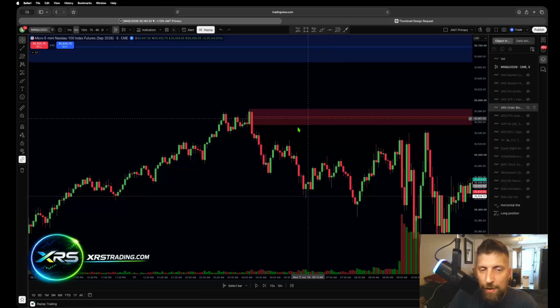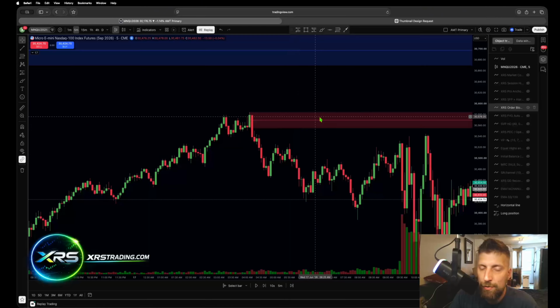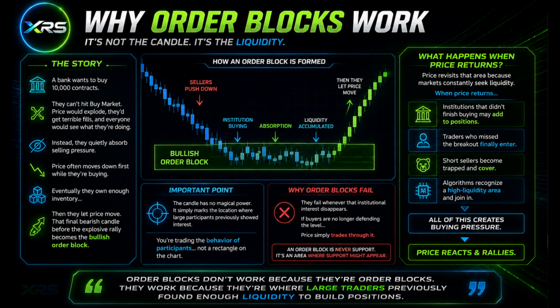Besides that, there's a few other things that are happening when price returns back to this area, and we're going to briefly go over what those are. The reason why order blocks or supply and demand zones actually work as well as they do is four things, right? Institutions that didn't finish buying or selling may add to their positions. So that's the one we just went over. Traders who missed the breakout, which is the displacement move away, may finally enter the market.